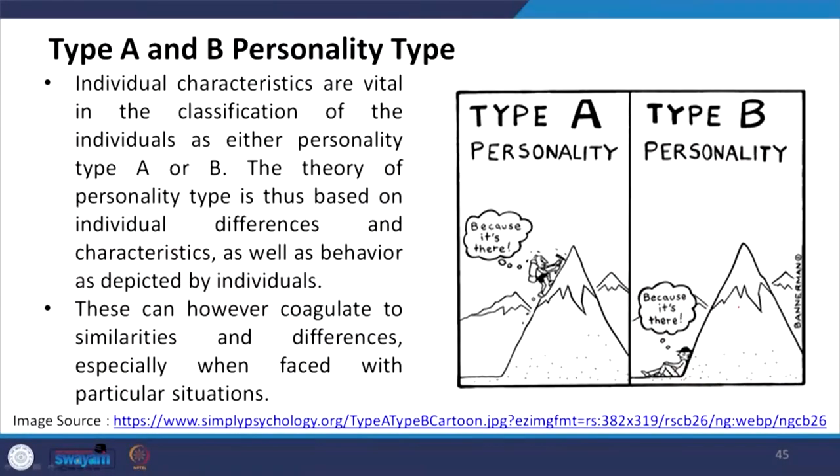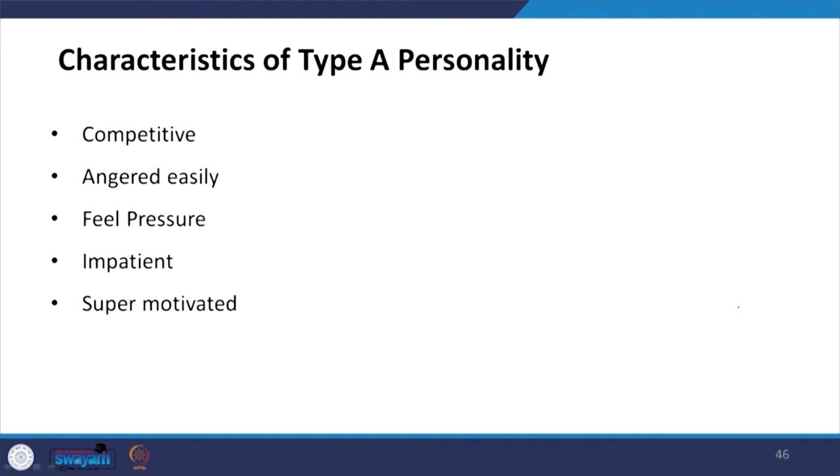And therefore, the way he has personality type A or type B, type A personality people are those who look for opportunities in a given situation. Whenever type A personality people face a particular situation, they try to identify solutions to the problems. And organizations, what do organizations want? Organizations want certain personalities who will be capable of developing solutions in a given crisis. So, type A personality people are competitive, they get angered easily, which is also a weakness. They feel pressure, are impatient and super motivated.